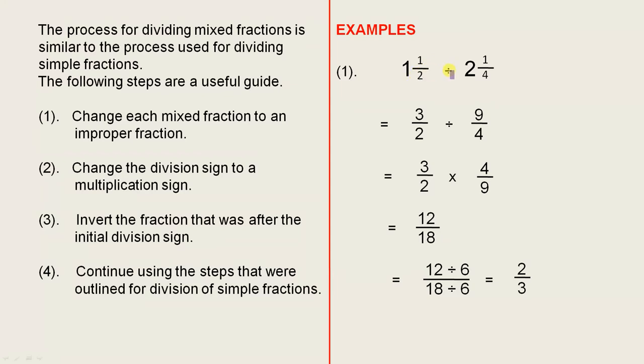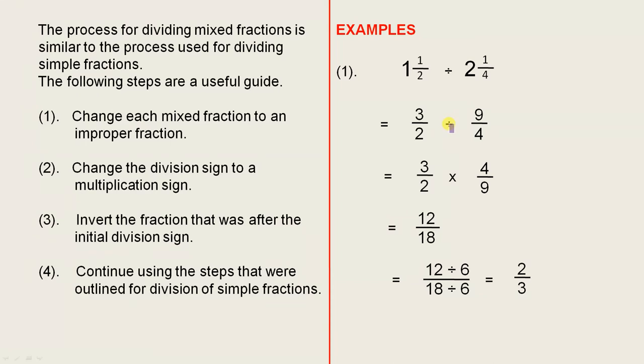Number 1, 1½ divided by 2 1/4. So the first step is to change each mixed fraction to an improper fraction. So 1½ is 3/2. 2 1/4 is 9/4. Step 2. Change the division sign to a multiplication sign.